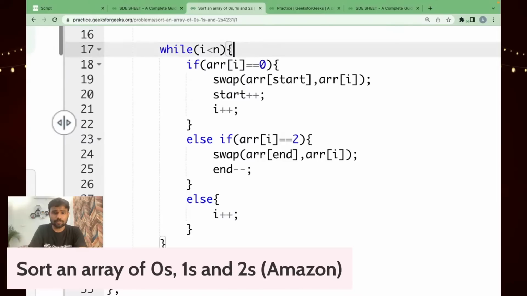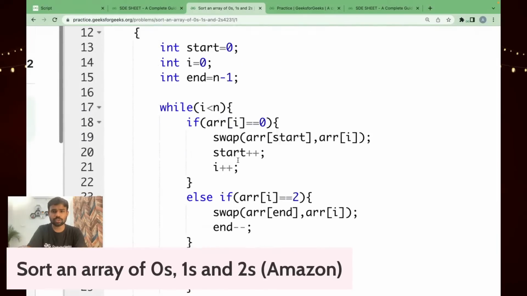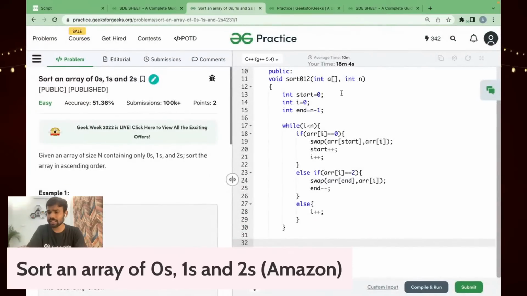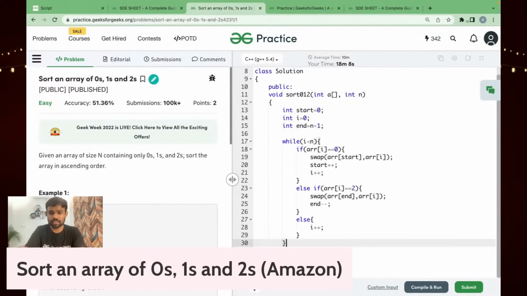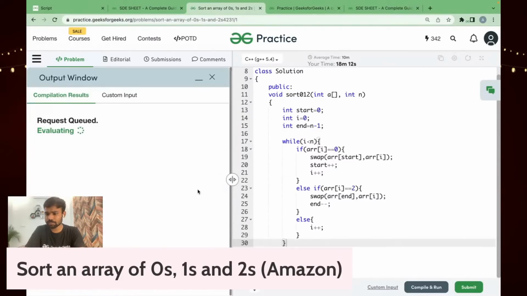And after this particular approach, I think it will be sorted. So we don't have to return anything. We just have to sort the given array. So I think that now if we compile, we will get the answer.